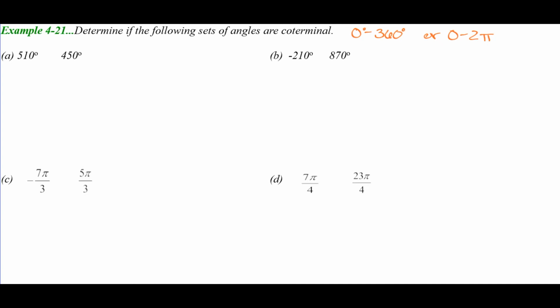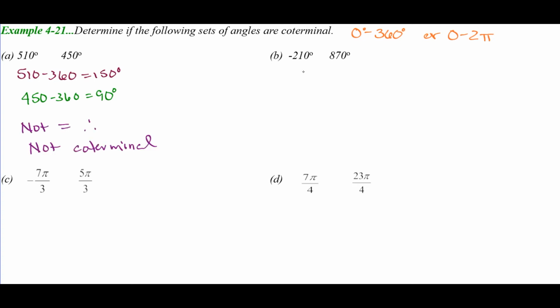So if we start over here at this first one, we have 510, obviously bigger than 360, so I'm going to subtract 360 from that, and I'm going to get 150 degrees. 450 again is bigger than 360, so I'm going to subtract, and I'm going to get 90 degrees. So now both of these are between 0 and 360 degrees, and they're positive. So now, since they're not equal, we know that they are not coterminal.